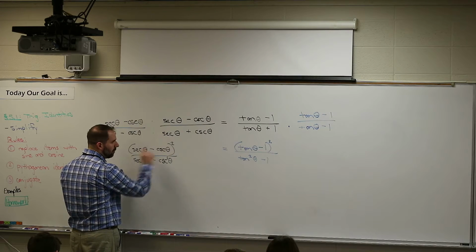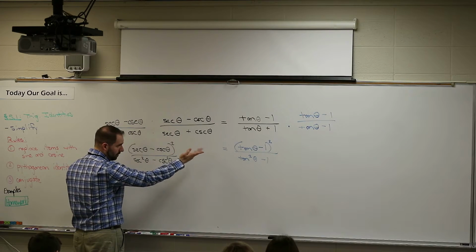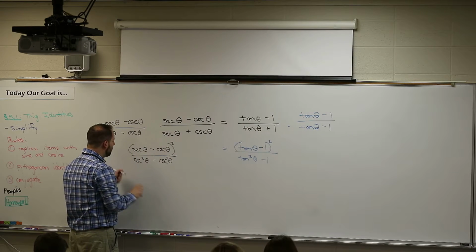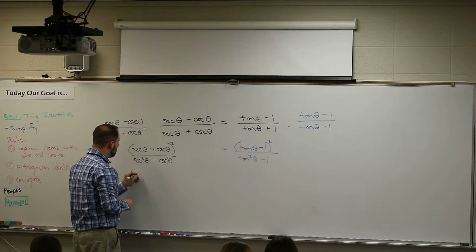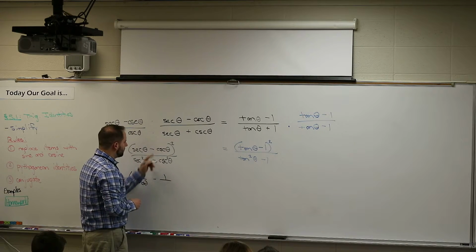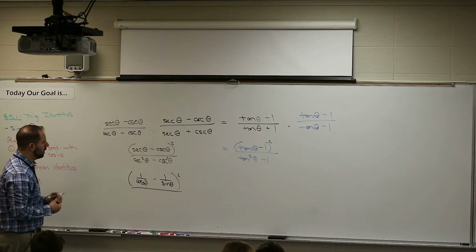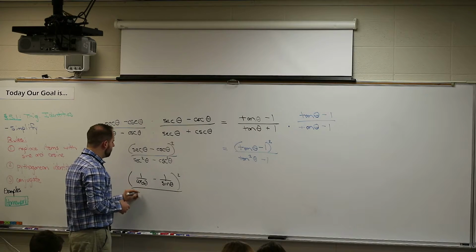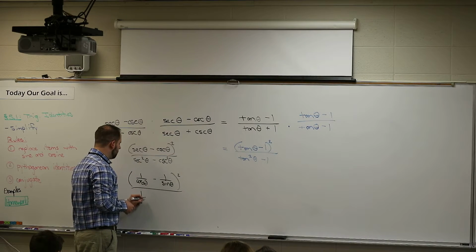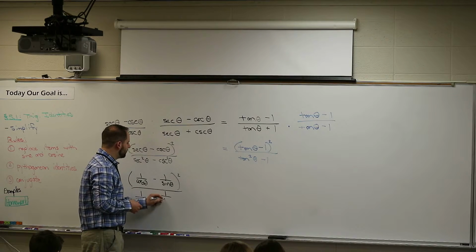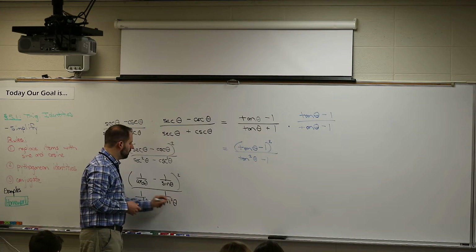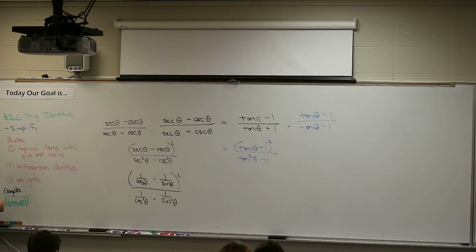All right, so over here, I'm going to leave that side alone. Maybe that's not the way to do it, but I'm going to leave that side alone. So over here, what is secant the same as? 1 over cosine. And cosecant is 1 over sine, squared. All right. The bottom is 1 over cosine squared minus 1 over sine squared. Okay. Whew. That's a difficult looking problem now, isn't it?